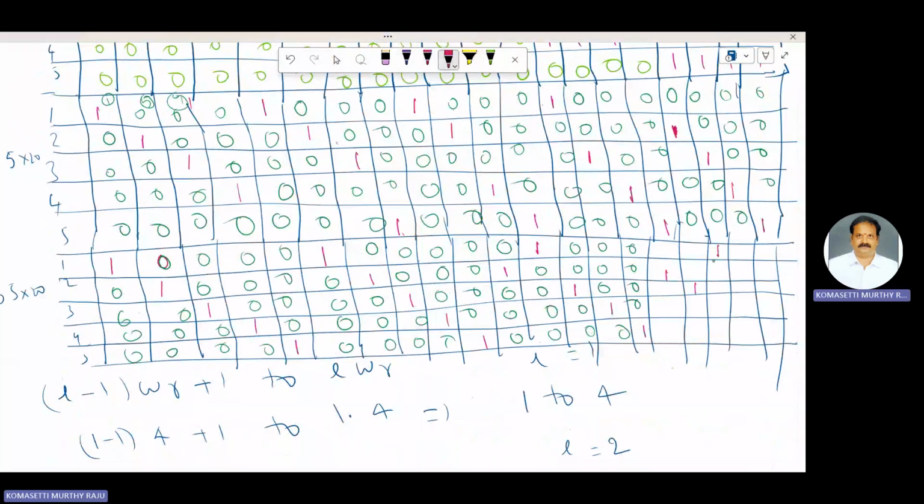These two are also completed. 17th, 16th are also completed. 4 ones: 1, 2, 3, 4. Here 1, 2, 3, 4. Here 1, 2, 3. You have to maintain another 1 here. 1, 2, 3, 4.